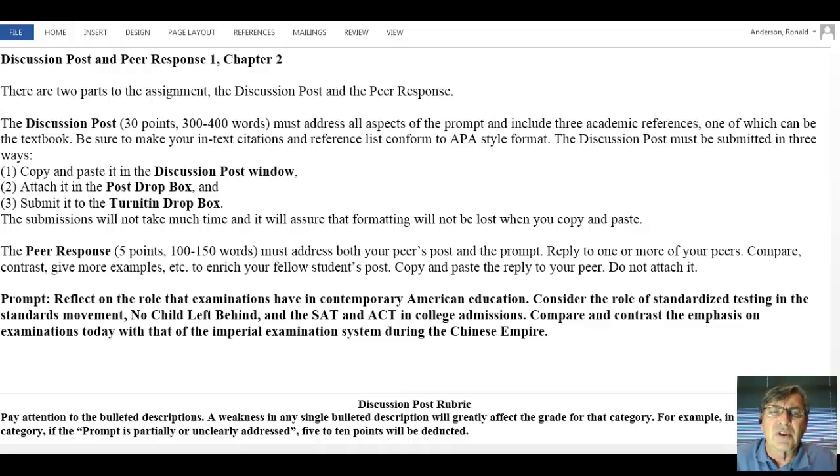The discussion post, 30 points, 300 to 400 words, must address all aspects of the prompt and include 3 academic references, one of which can be the textbook. And the other academic references, they should not be Wikipedia. They should not be popular websites. They can be academic websites. They can be a university website if a professor is writing about it, not a student paper. It cannot be a senior thesis from a university because those are not the same. That's just an assignment. That's not something that has been through peer review at the professional level.